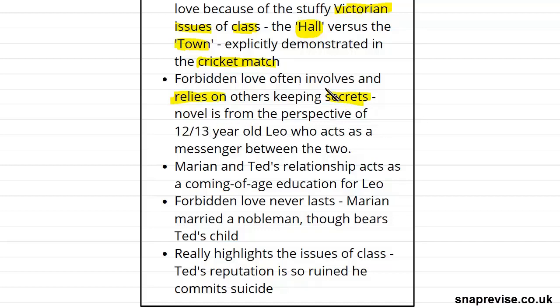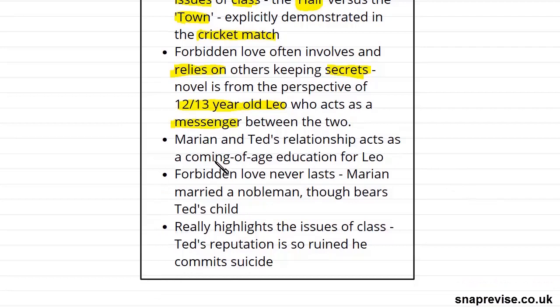The novel is from the perspective of a 12 and 13-year-old Leo, who acts as a messenger between the two lovers. Their relationship acts as a coming-of-age education for Leo. He constantly is asking Ted what spooning means, and he realises by reading one of the letters that they are actually in a relationship, and this acts as a big eye-opening moment for him.